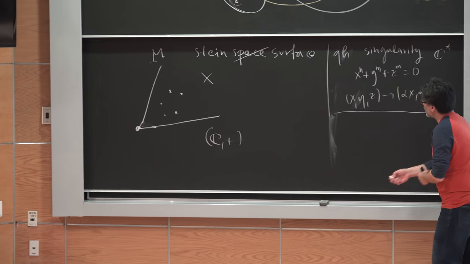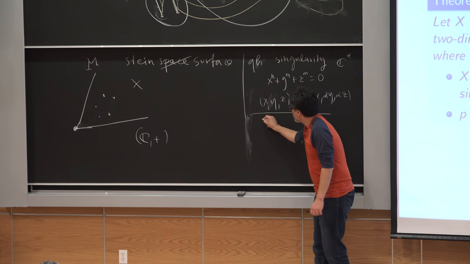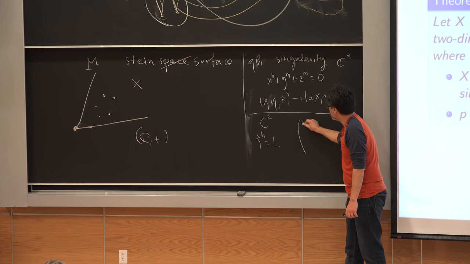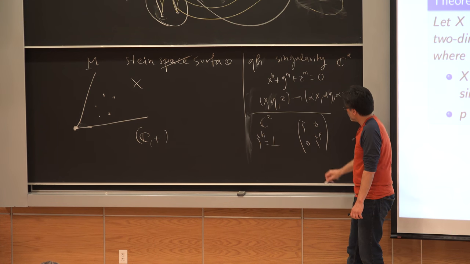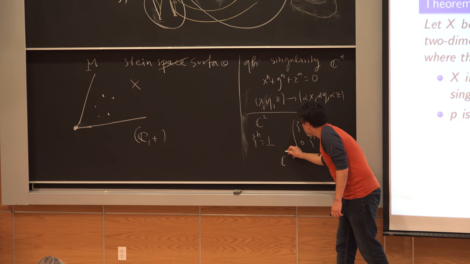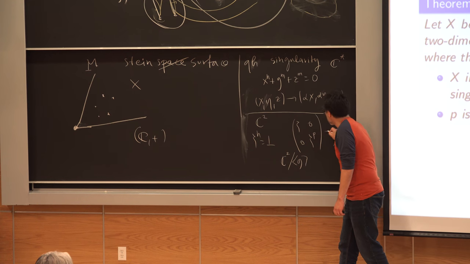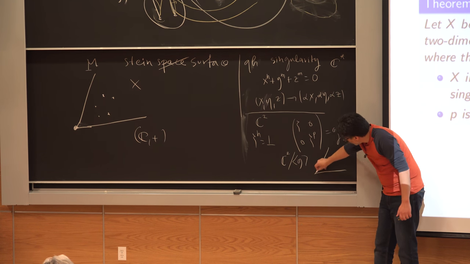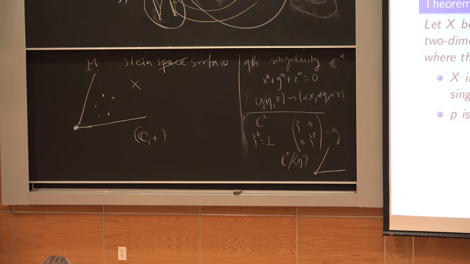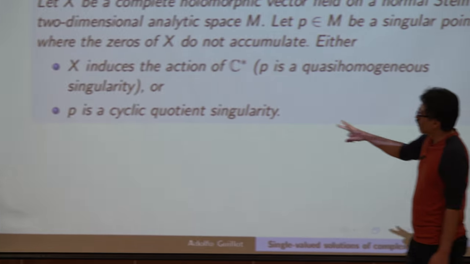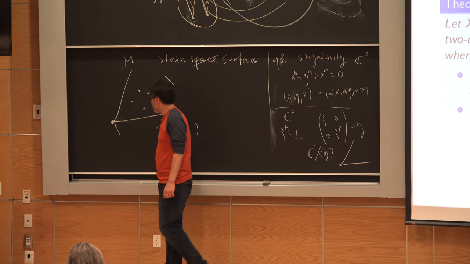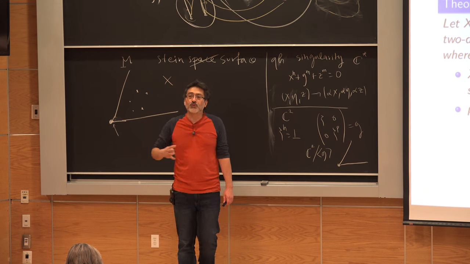And the second situation is that you have a cyclic quotient singularity. If you're in C2 and you have some nth root of unity and you act linearly on C2, then the quotient under the action of the group generated by this map has some singularity that's called a cyclic quotient singularity, and that's the only other option you may have for the singular point of the vector field and of the whole space.